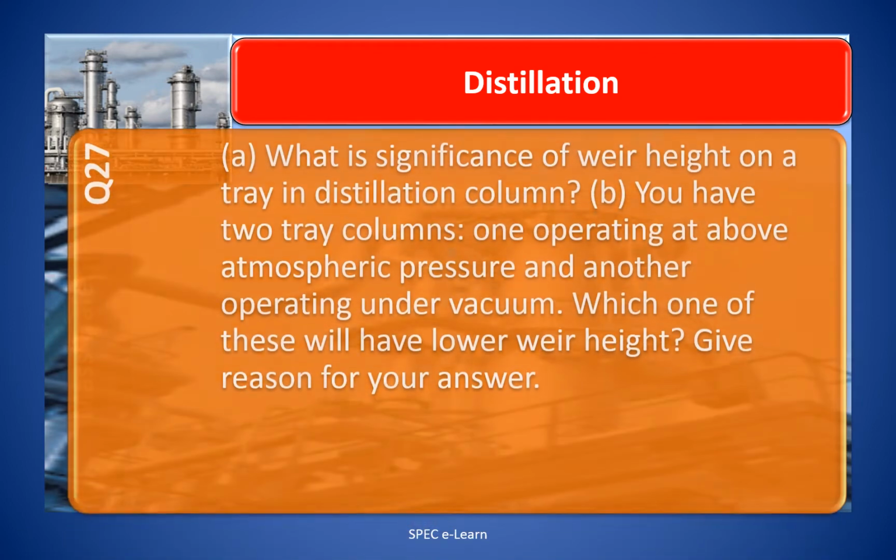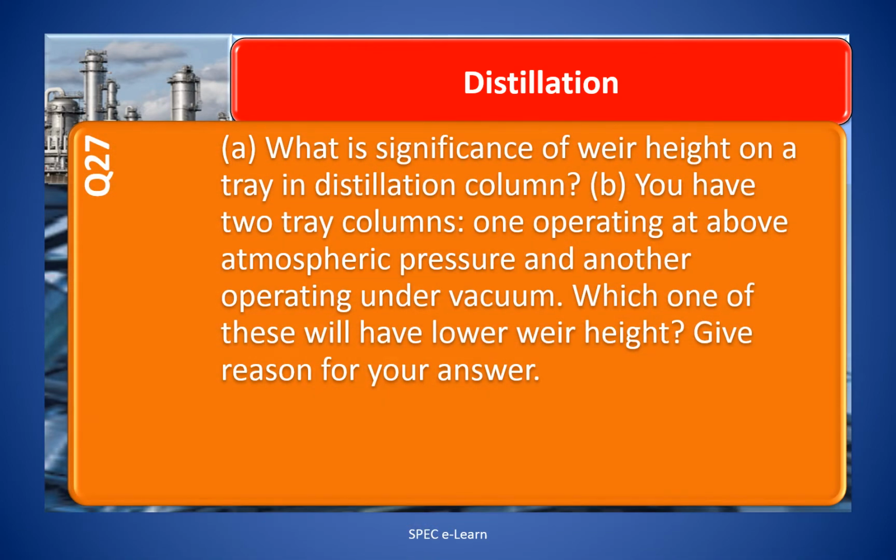Question number 27. It consists of 2 parts. Part A. What is the significance of weir height on a tray in a distillation column? B. You have two tray columns, one operating at above atmospheric pressure and another operating under vacuum. Which one of these two columns will have lower weir height? Give a reason for your answer. Your time starts now.